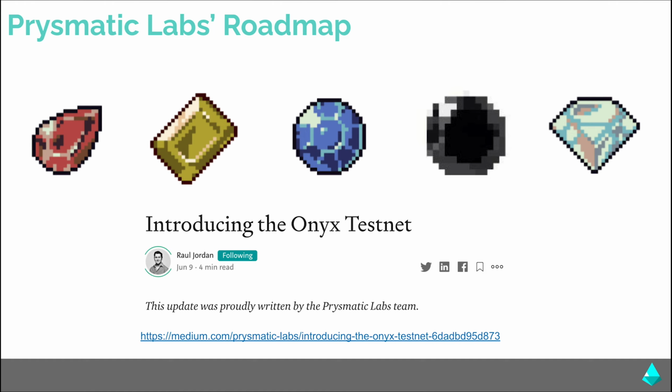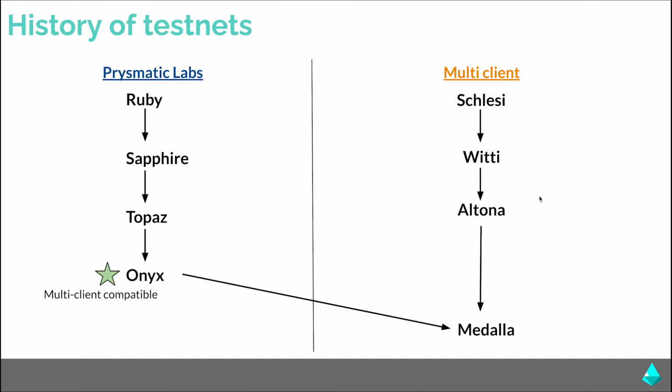And there's Topaz, which was launched earlier this year. It was aimed to be mainnet compatible, and it used 32 ETH per deposit. It has slashing, it has nice optimizations. And then there's Onyx, which was launched in early June. It has been running for about 2 months, and it was aimed to be multi-client compatible. It implements the latest spec, and we went through a round of audit with it. So as you can see, Prysmatic Labs went from Ruby to Sapphire to Topaz to Onyx, which is multi-client compatible.